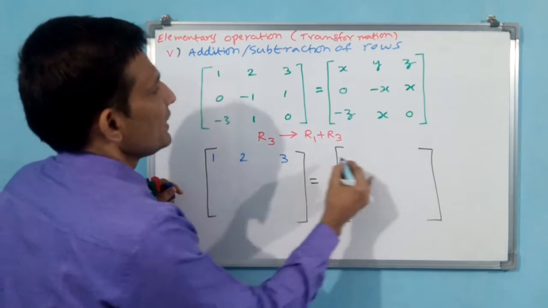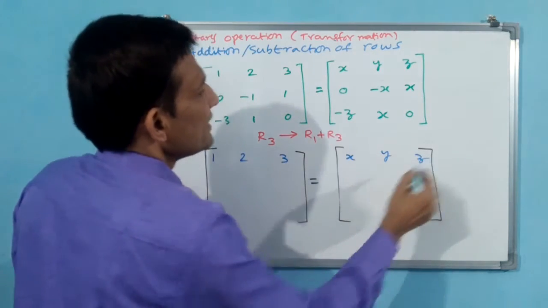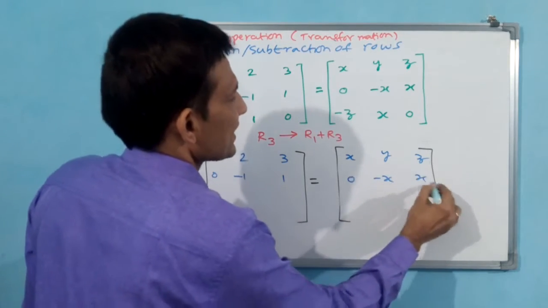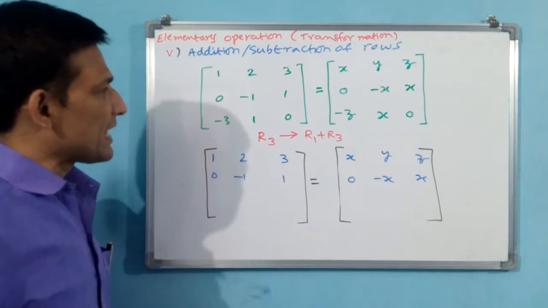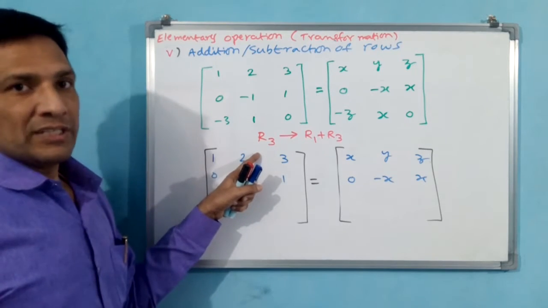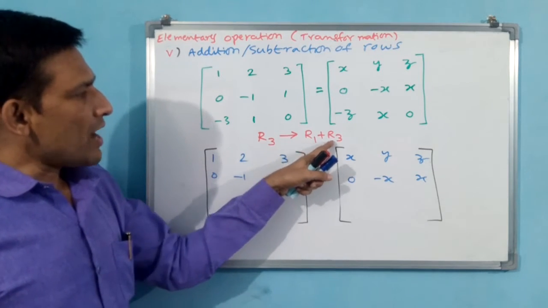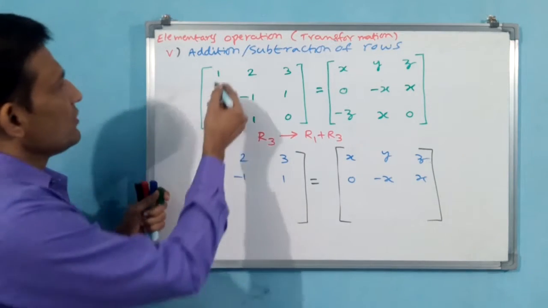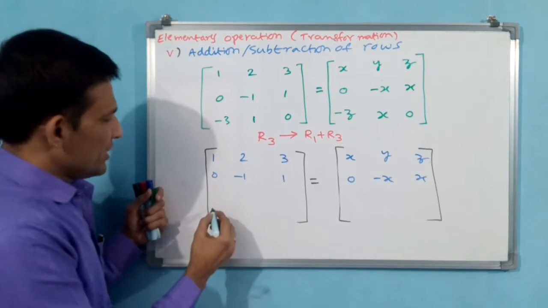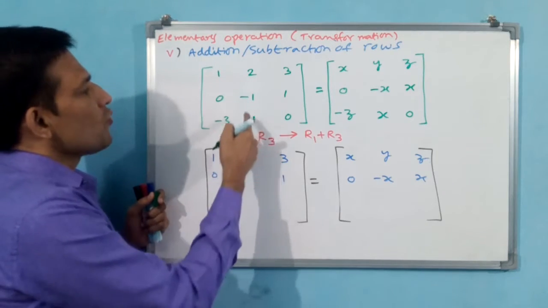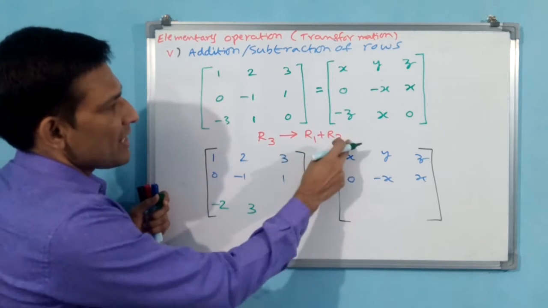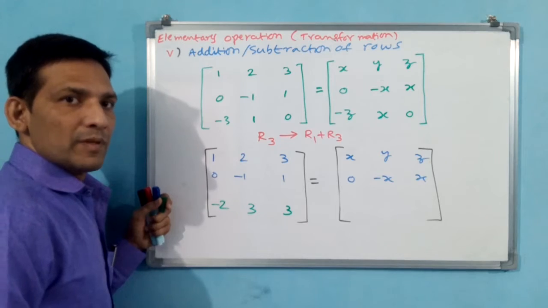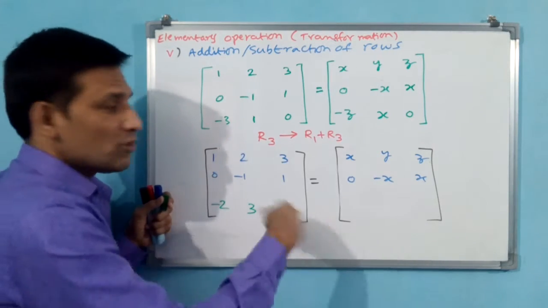1, 2, 3. X, Y, Z. 0, -1, 1. 0, -x, x. Okay. Now you stop and analyze. R3 you are changing. What are you changing? R3 plus R1, you are adding and writing in R3. Okay, you see 1 minus 3 minus 2. Write down. 2 plus 1, 3. Why? Because R1 and R3. 3 plus 0, 3. But only one side? No, both sides, the right side also.